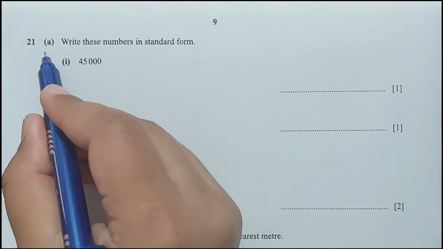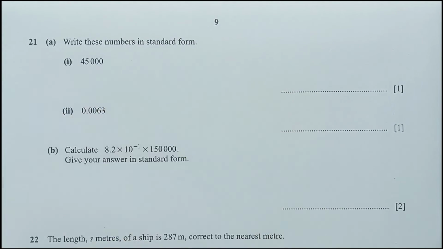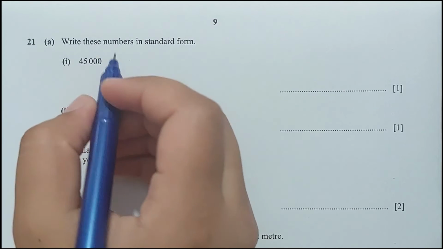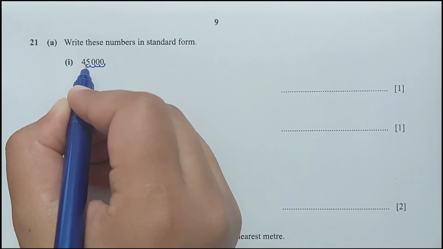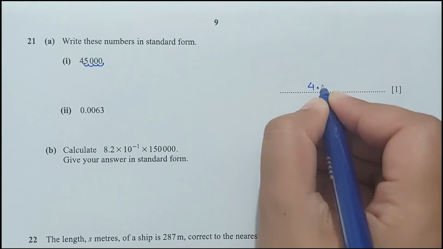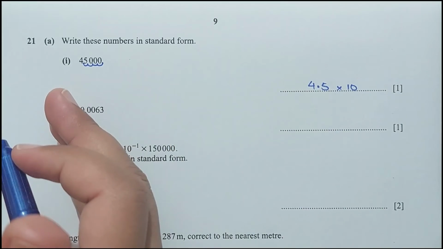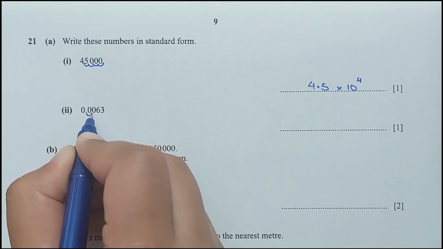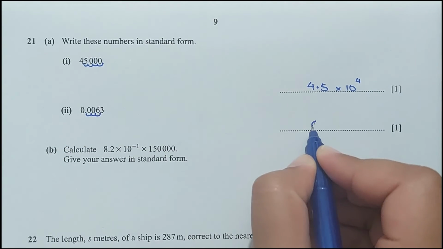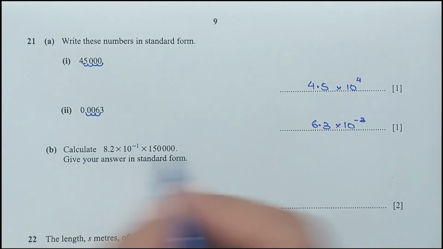Question number 21, part A, write these numbers in standard form. Number 1, 45,000. We have to move the decimal point 1, 2, 3, and 4 units. So this is 4.5 times 10 to the power, we move to the left, so it's positive 4. Next, this is 1, 2, and 3 units. So 6.3 times 10 to the power negative 3, move to the right.